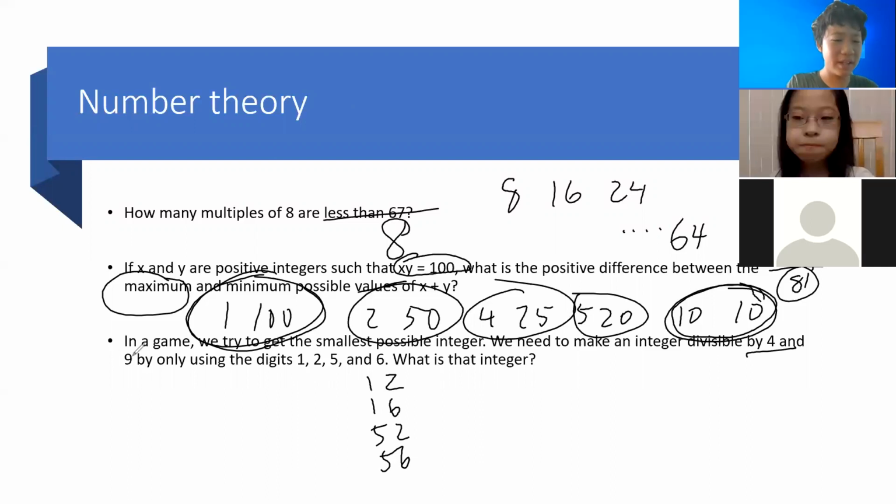To make an integer divisible by 9, we have to have the digits sum up to a multiple of 9. So if we sum up all the digits, we should have a multiple of 9. Somehow we're going to have these numbers become a multiple of 9. 5 plus 6 is 11. That's not right. 7, nope.